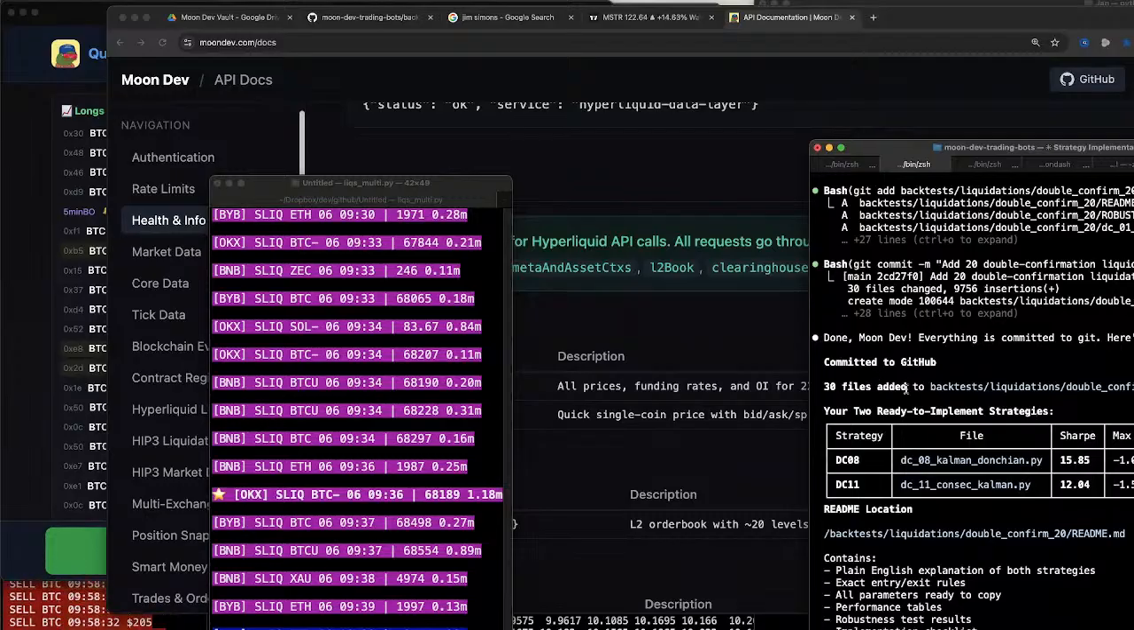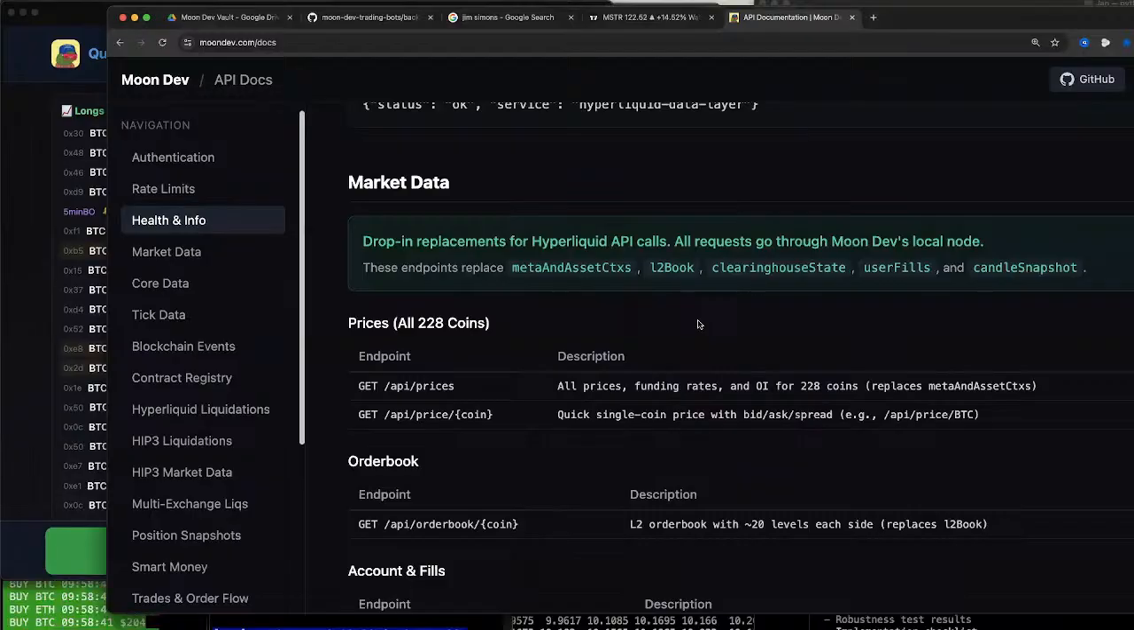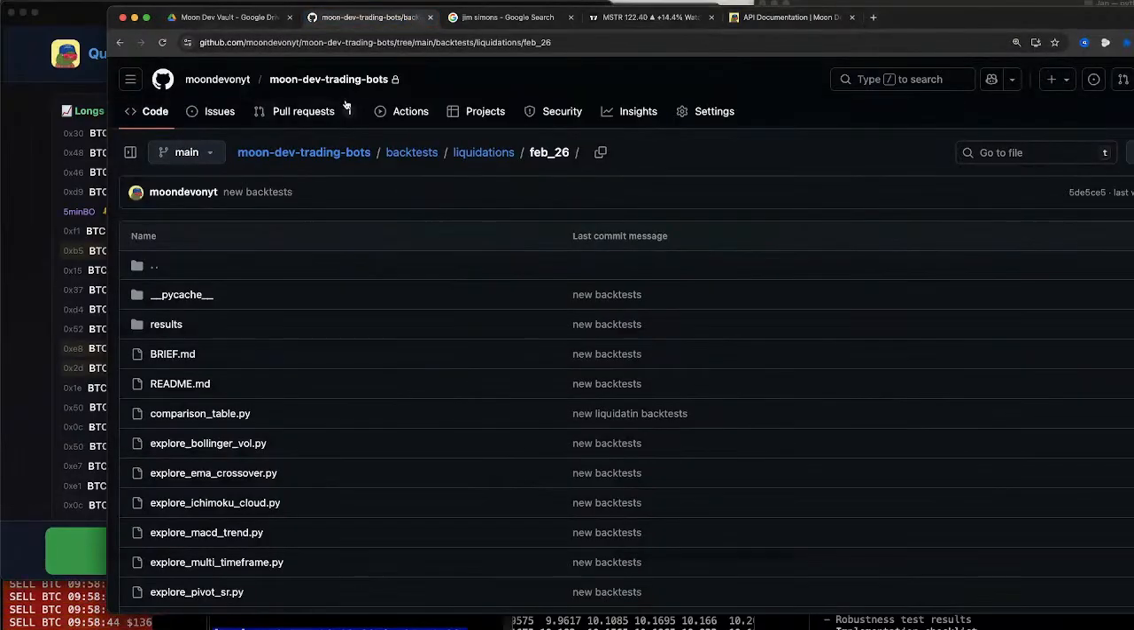Let's get it. 30 files added to backtesting, double confirm. Okay. So I want you to push this folder. Let's go ahead and see here. Moondev trading bots. So this is the GitHub.